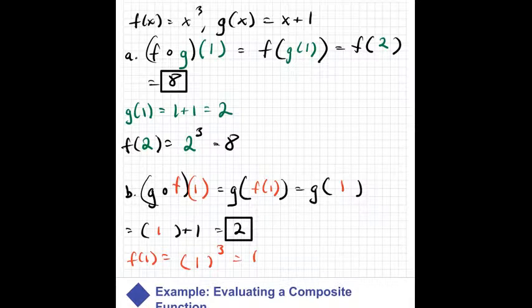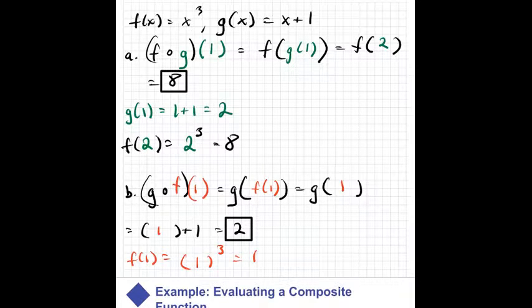Okay. So notice the first one was f of g of 1. The second was g of f of 1. So what we did is reverse the order, and notice we got different results. So this is not commutative. This is not like multiplication. It's something different.